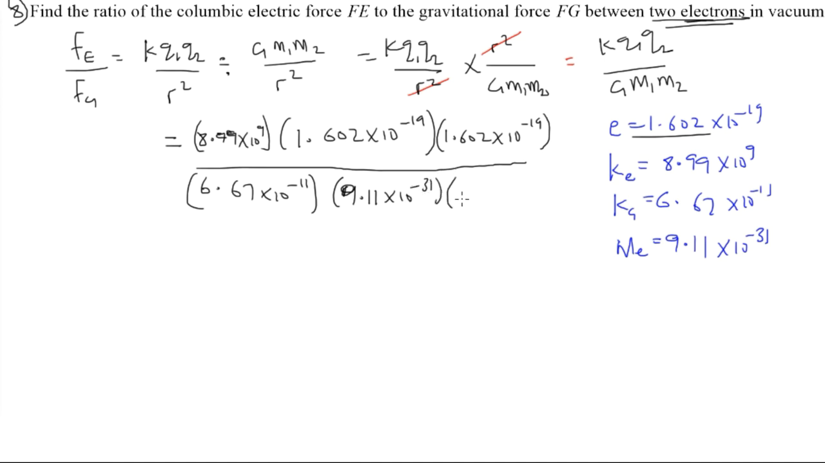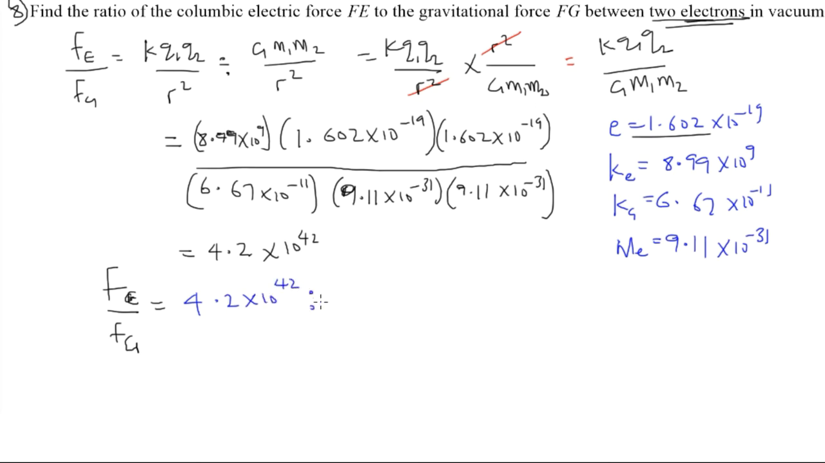The mass of the second one is also that of an electron, so they will have the same mass, 10⁻³¹. If you press this on your calculator and divide correctly, you should have 4.2 × 10⁻⁴², which is a very large value. It means that the ratio of Fe to Fg is equal to 4.2 × 10⁻⁴², and that's the correct answer.